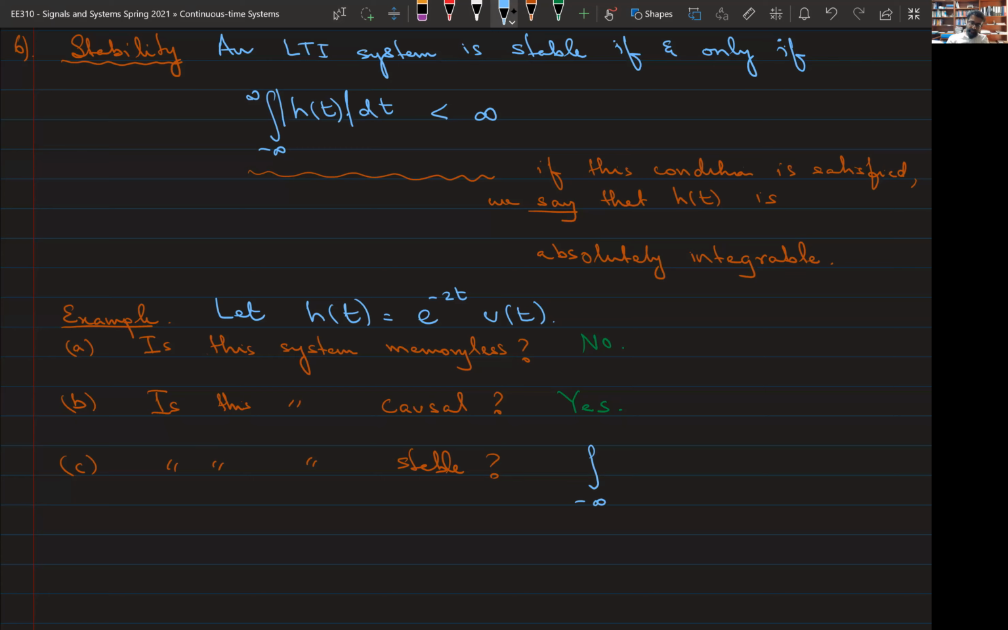Right, so I just compute this area under the absolute value, and this is e to the minus 2t u of t, the absolute. But since this is always positive, the absolute doesn't make a difference. But since this is u of t, this is the integral from 0 to infinity of e raised to minus 2t dt, and of course this is finite, right? Because it's a decaying exponential. The area is going to be finite, and you can actually evaluate what the area is. This is half e raised to minus 2t, and the integral goes from 0 to infinity, and this is half. Okay, and therefore the system is stable, right? So the answer is yes.